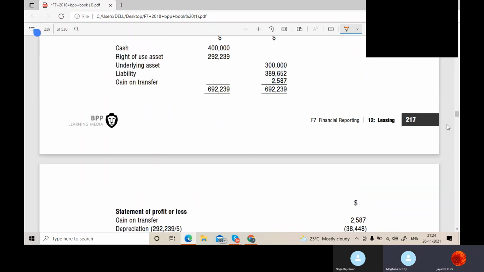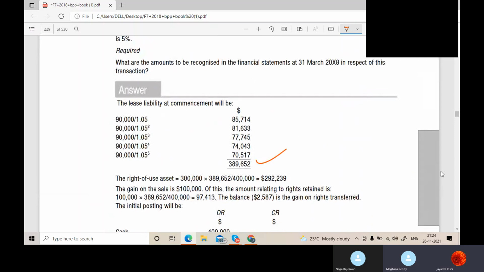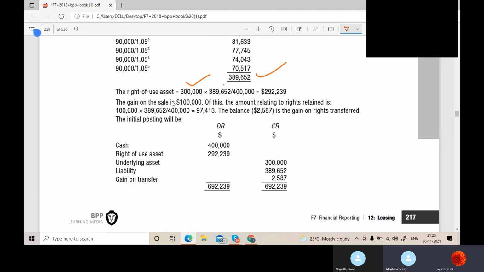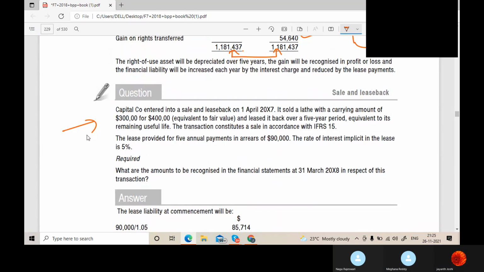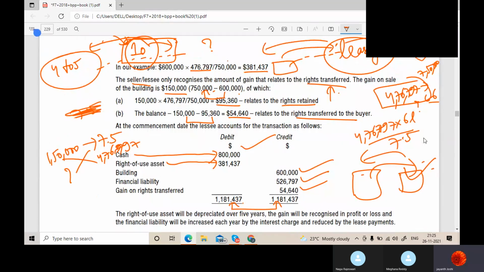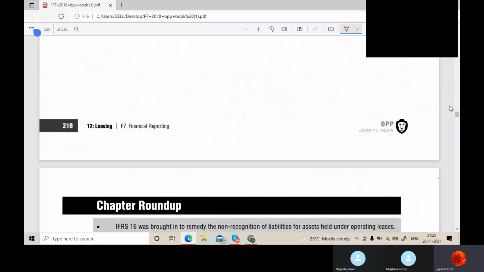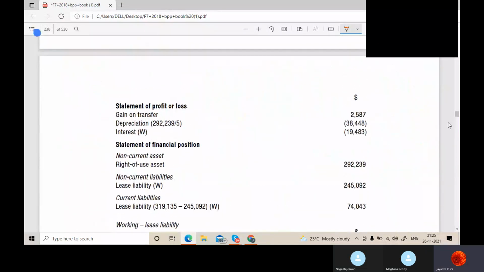Same as lease. See, everything is the same. You are finding out the present value. You are finding it as per the carrying amount. Carrying amount may be like 3 lakhs, correct? Then you are bifurcating. Whatever gain you got, again you found out as per the carrying amount. Yes, sir. Then the subtraction you did is, okay, we'll do this question. Read this. Here we found out rights transferred to buyer, rights retained. Rights transferred to buyer.